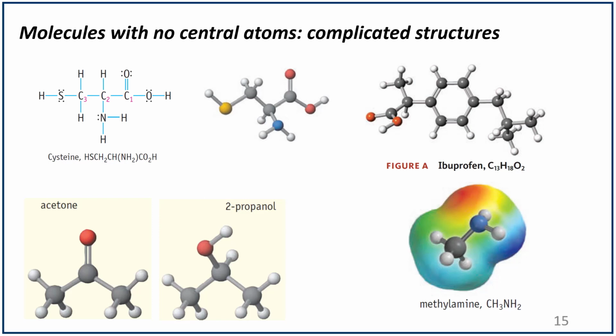So what we've looked at so far are simple molecules in which you have a central atom, and there are a lot of molecules actually which are not simple, do not have a central atom, such as these molecules, for example, cysteine, which is found in your body, ibuprofen, which you take when you have bodily pain, methylamine, and then everyday compounds such as acetone and isopropanol, written here as 2-propanol. So all of these compounds are polar, okay?